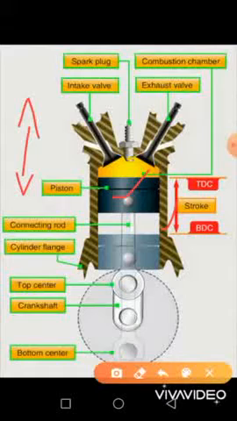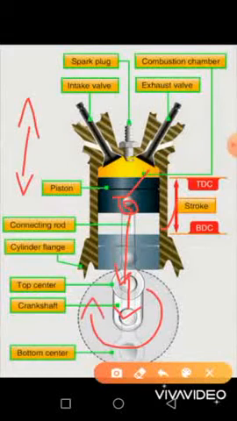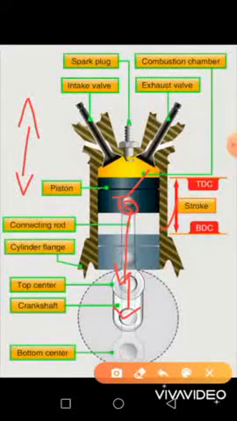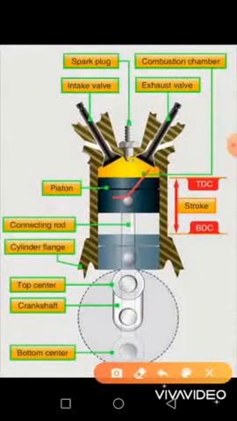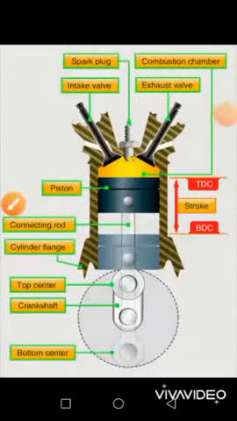Okay, now the piston is connected to the connecting rod. The connecting rod is further connected to the crankshaft. The upward downward motion of the piston is converted into the rotational motion of the crankshaft by the use of connecting rod. This is the working. Now we can discuss each term used in this engine.